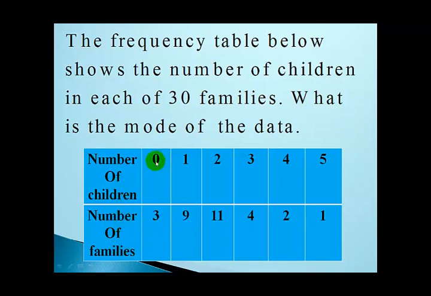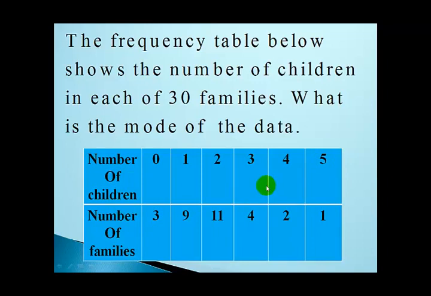So 0 corresponds to 3, 1 corresponds to 9, 2 corresponds to 11, 3 corresponds to 4, 4 corresponds to 2 and 5 corresponds to 1. So that means that 3 families have 0 children, so there are no children in 3 families. 9 families had only 1 child. 11 families have 2 children. 4 families have 3 children. 2 families had 4 children and 1 family had 5 children. So these are the number of families and the number of children from the table.